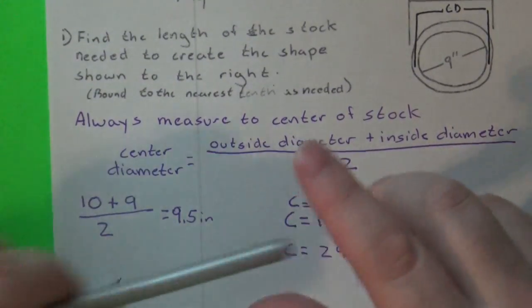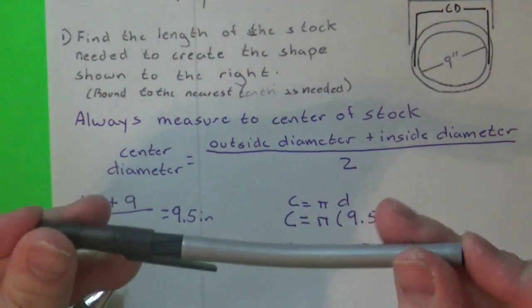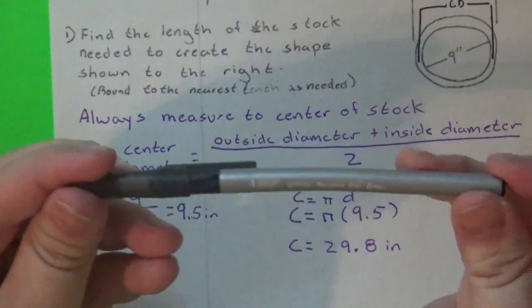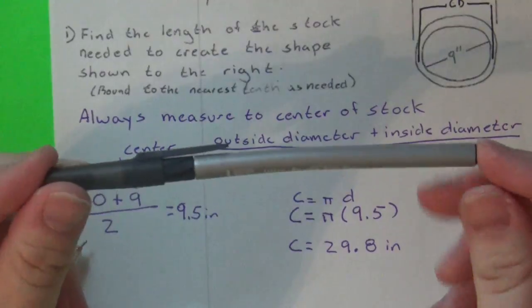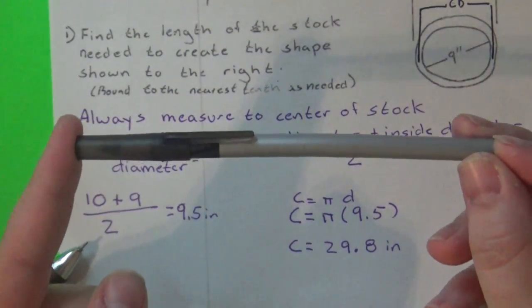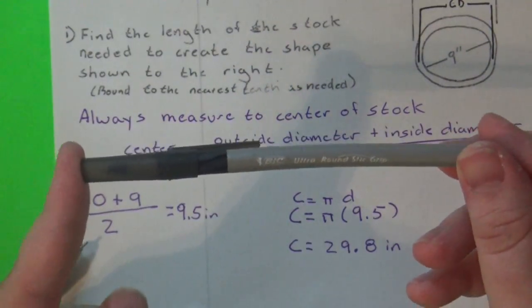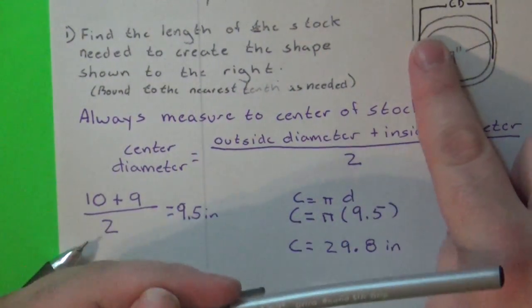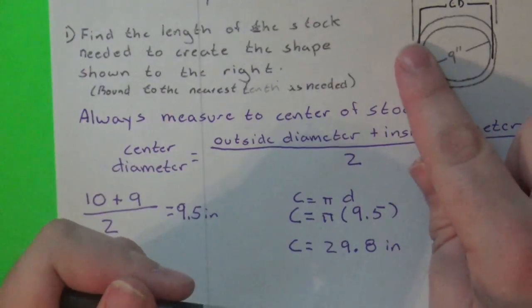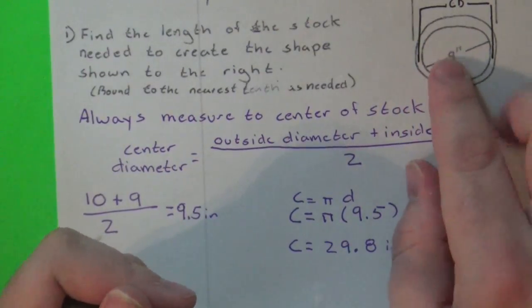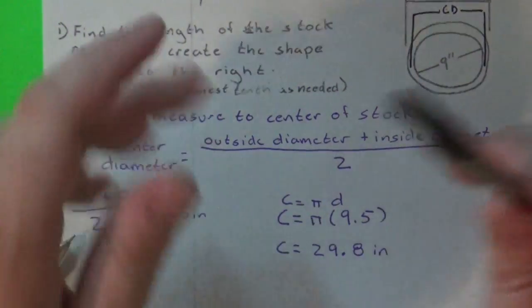So what we're needing is a straight piece of stock. This pin's no longer straight because I've bent it too much. A straight piece of stock that is 29.8 inches, and when we bend it, it's going to make a circle that has an outside diameter of 10 and an inside diameter of 9.